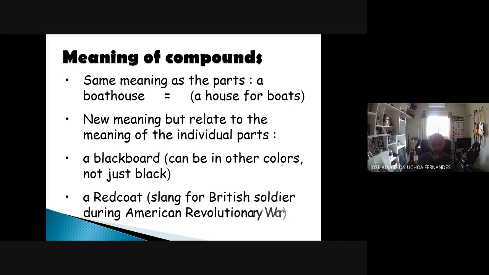Or a redcoat, which is a slang for British soldier during the American Revolutionary War. So a redcoat is not necessarily any coat that is colored red, but it's a specific kind of red coat, meaning the way the soldiers dressed. Or a redneck. What is a redneck? You know that?